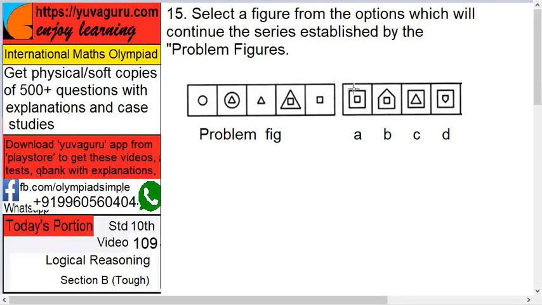Now this square will become big and new figure inside. So which is that? Square big and new figure inside. See this is a pentagon we are having. Remaining all have the same figures which we have already taken. So D will be the answer.